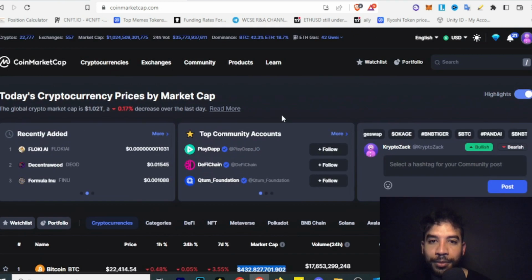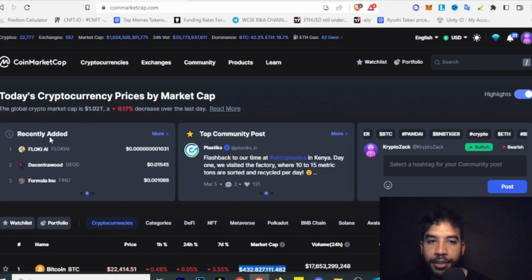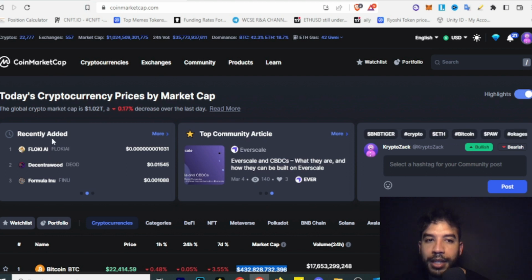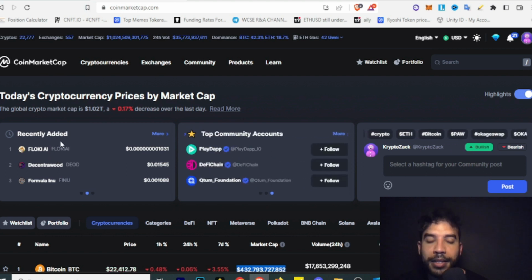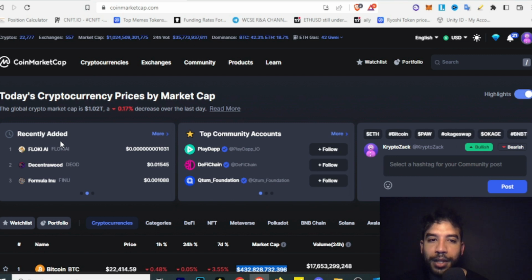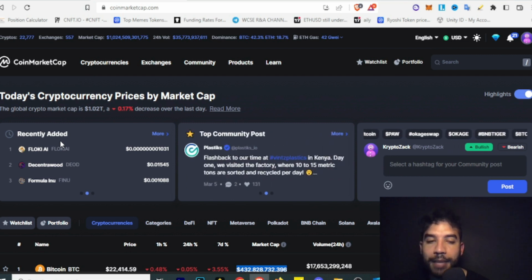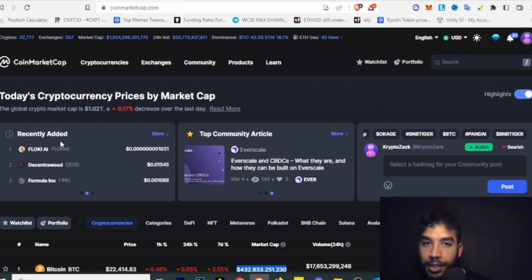For us, now we can start step by step. There is one part which is the recently added. So this one you don't need it really, because most of these projects that are recently added, I would say 90% of them are scams, and you don't want to look on them, you don't want to touch them. But we could use them as an example later on of what is a bad example and what is a good example of a good project to invest in or not.